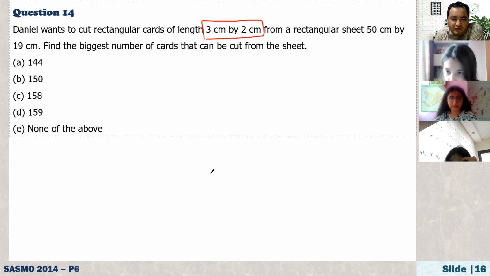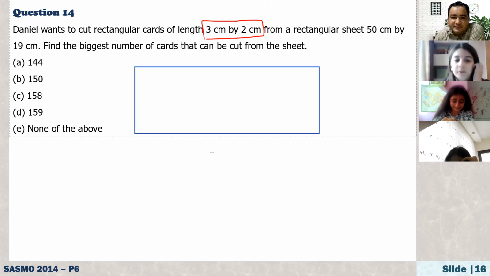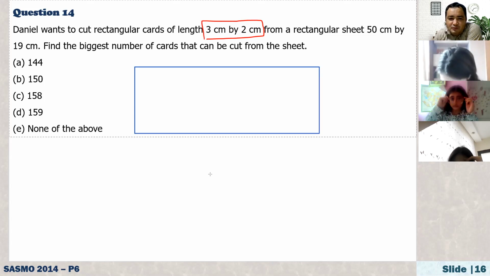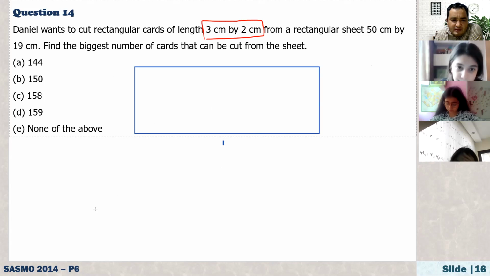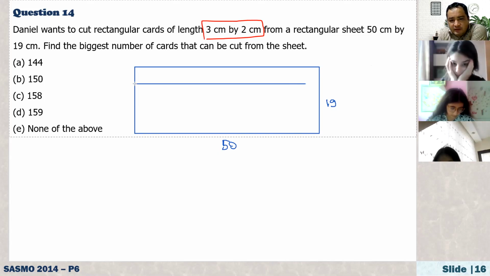All right. First, let me draw our rectangle. That's our rectangle, okay? The big one. And first, I'm just going to cut this into some smaller pieces in such a way that, as you see here, 50 is divisible by 2. So first, let me divide this by 19. All right, this side is 50, and this side is 19, right? So now from here, how about if you just divide this in this way? 50 is okay. I just cut from here, all right? From here, okay.